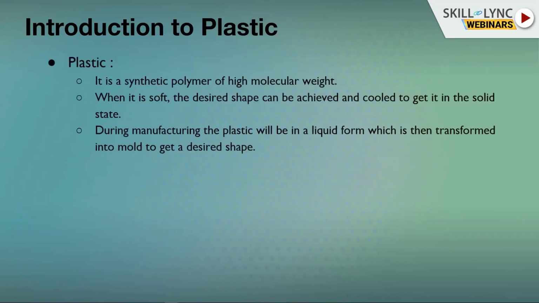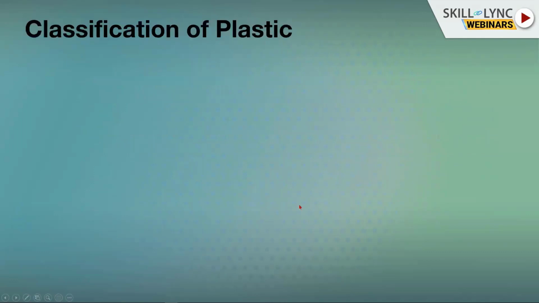So what exactly is a plastic? It's a wide range of synthetic or semi-synthetic materials that use a polymer as the main ingredient. This plasticity makes it possible for plastics to be molded, extruded, or pressed into solid objects of various shapes. During manufacture, the plastic will be in a liquid form, right? And then this liquid will be injected into the mold, in the core and cavity, to get the desired shape. And plastics are classified into two types: one is thermoplastic and the other one is thermoset.